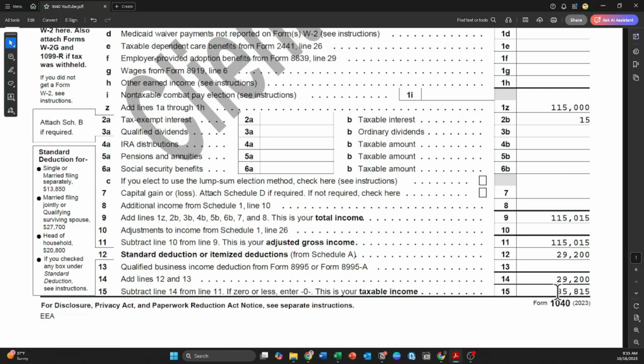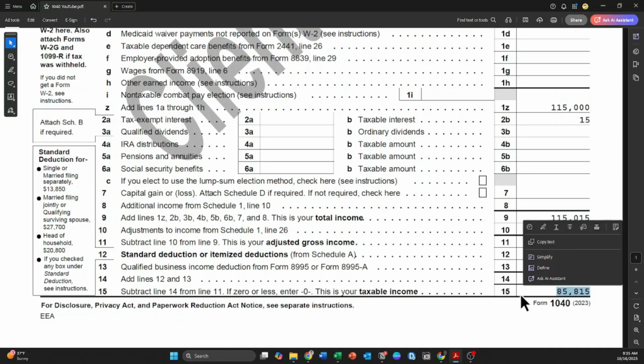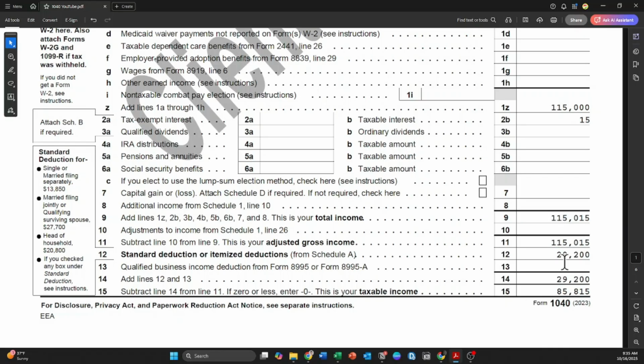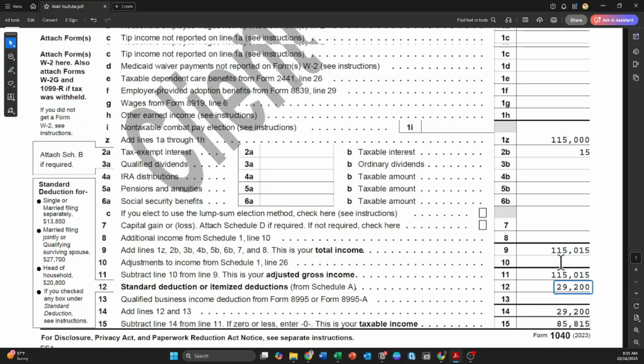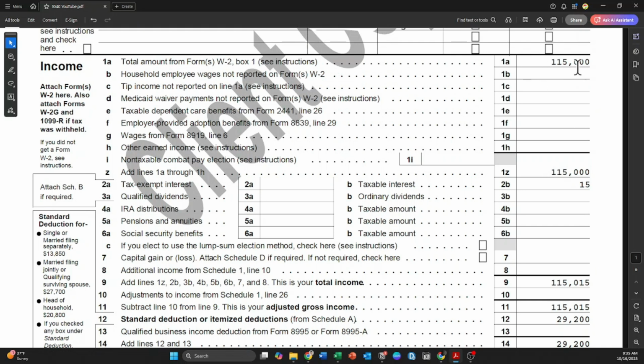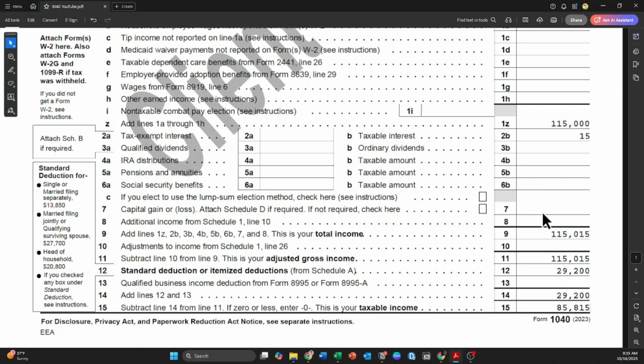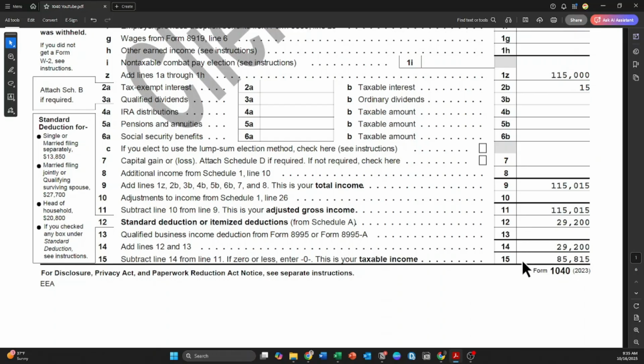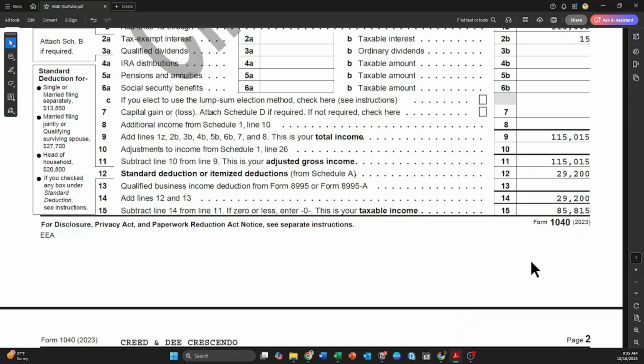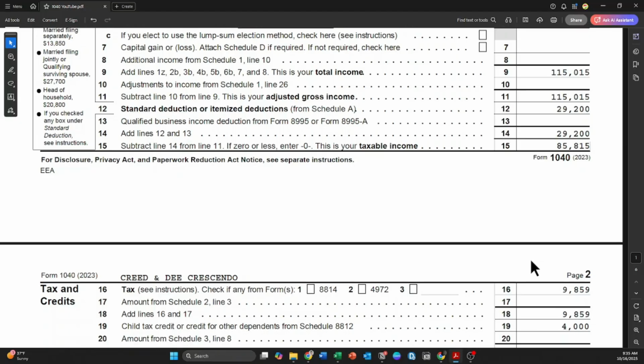Which brings his taxable income. So this is the actual amount he's going to be taxed on. This $85,815 is what he's going to be taxed on right there. And that is something that I feel like a lot of people don't realize when I'm reviewing the return: a lot of people think they're being taxed on this $115,000. They're not. They're being taxed on a much smaller amount, and the standard deduction is almost $30,000 in this case, and it's actually going up. In 2025, it'll be well over $30,000. So just keep that in mind.